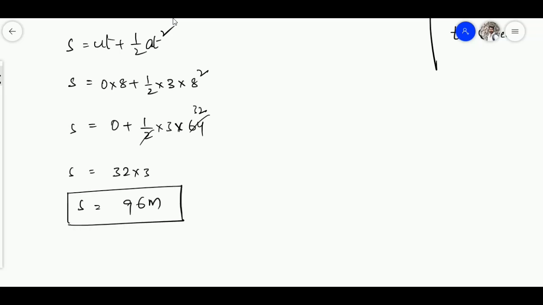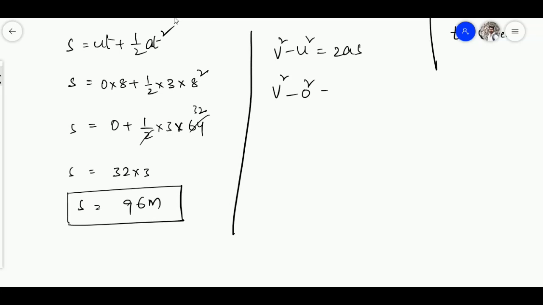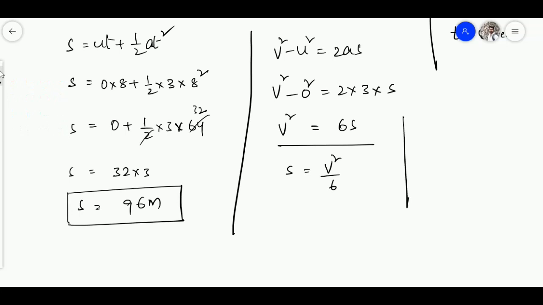So let's try with the other formula also. v square minus u square equal to 2as. Initial velocity is 0, so v square equals 2 into acceleration 3, into s. This is the second method. So 6s, and we need to find s equal to v square by 6, but we don't know the v. How come? So let's use one more equation.